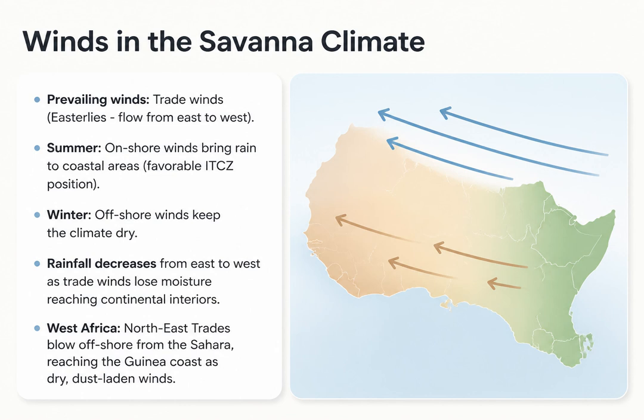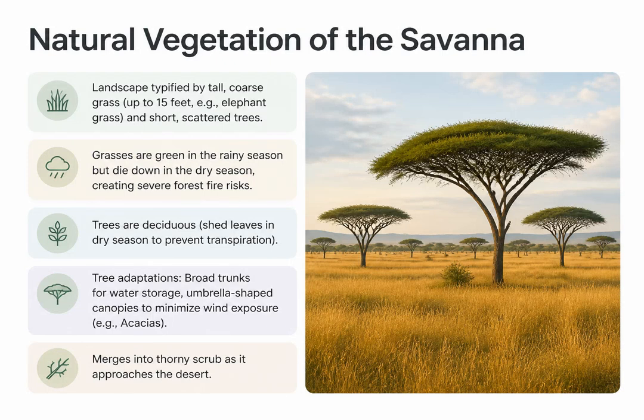The iconic savanna landscape is a sea of tall, coarse grass, dotted with short, scattered trees. This grass, sometimes called elephant grass, can grow up to 15 feet tall during the rainy season. But in the dry season, it dies back and turns into highly flammable tinder, making wildfires a natural and frequent occurrence. The trees, like the famous acacias, are tough survivors. They are deciduous, dropping their leaves to save water.